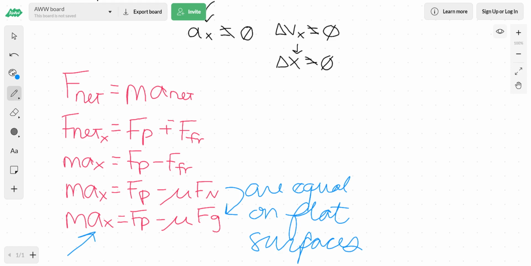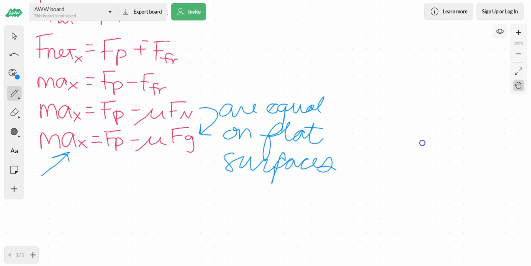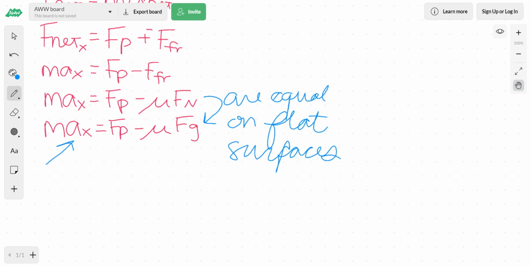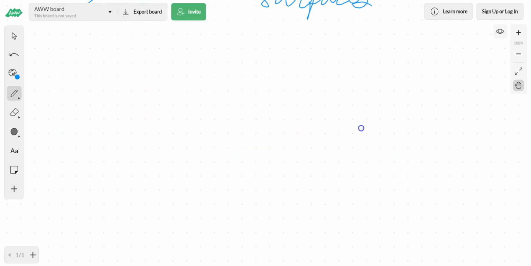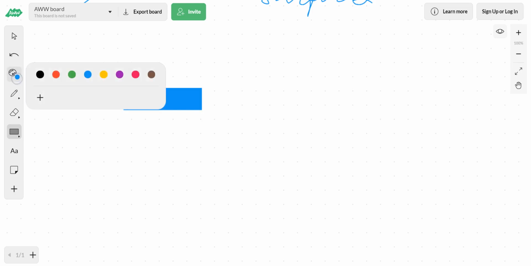Now, I have to make a note about the equal on flat surfaces. There are some situations in which the normal force and the gravitational force are not equivalent. So a situation where that arises would look like this. So if you have an object like that, all right, and it is being pushed down at an angle, or pulled up at an angle. Let's start with pulled up at an angle.